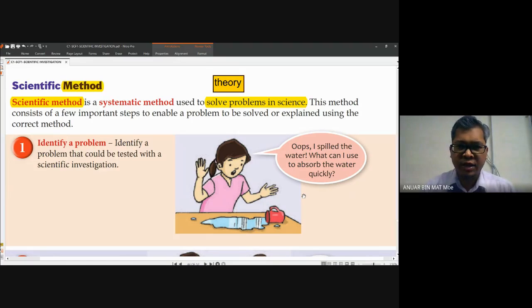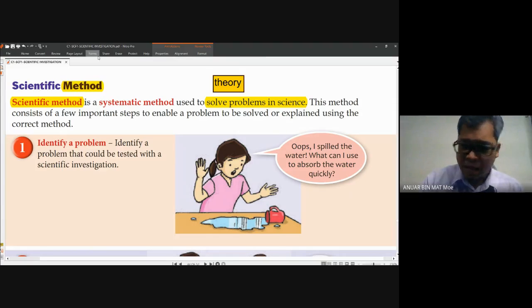So this is the theory. But don't worry, usually in our Form 1, Form 2 science, the experiment we do is already concluded. So we just try to repeat the experiment that is already proven in science.